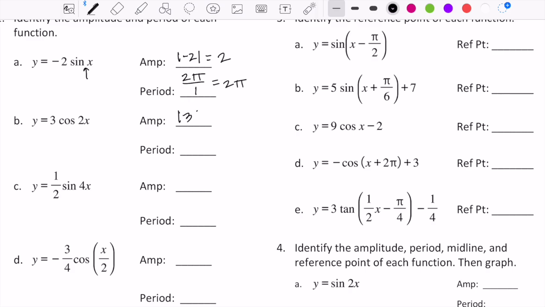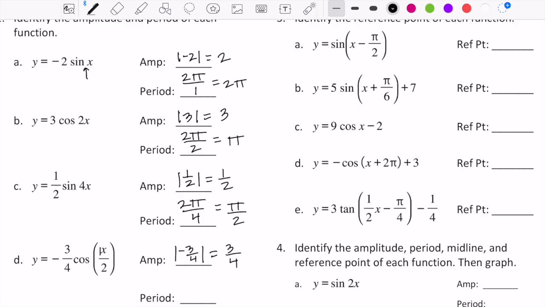Here the amplitude is going to be the absolute value of 3, which is just 3, and then 2 pi divided by 2, which simplifies to pi. This one, the amplitude is the absolute value of 1/2, and then 2 pi divided by 4, which is going to be pi over 2, and we reduce. And then this one, absolute value of -3/4, which is +3/4. And then for this one, when we do 2 pi, it's going to be 1/2. And then we're going to copy dot flip that to see that our period is 4 pi.